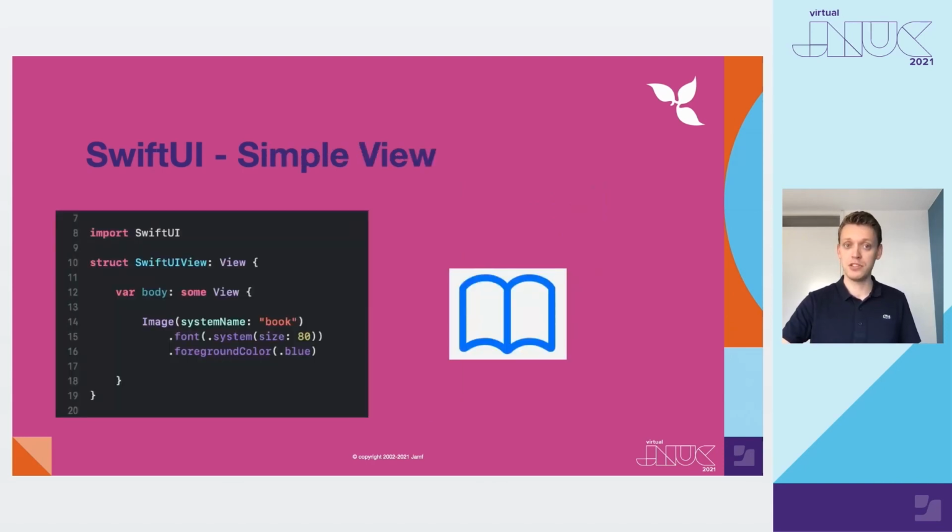Here we see an example of a simple book symbol from SF Symbols. For now, we can only have a look at line 14 to 16. In line 14, we create an image object and use system name to get the SF symbol. Now that we have a book, two modifiers are applied. A font to make the icon larger. Second, we apply a blue foreground color.